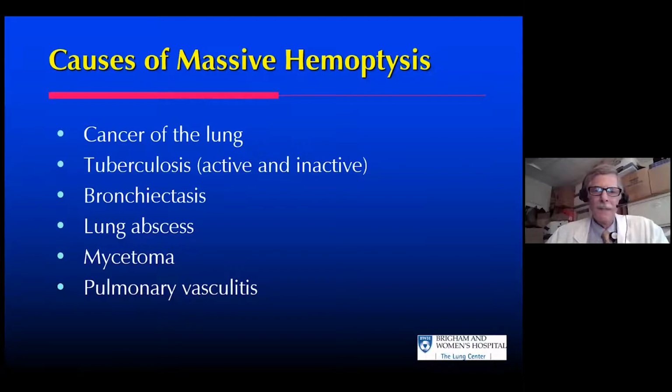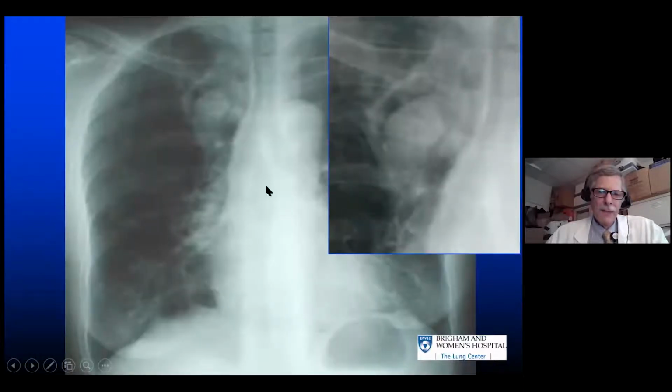Let's look at a mycetoma. It's just a striking image again. Here is a pre-existing cavity. Maybe this was old TB, maybe it was sarcoid or some other cavity. And within it, can you see this fungus? Well, here it's magnified, and the so-called air crescent sign, a rim of air around the central ball that is the fungus, can lead to massive hemoptysis.